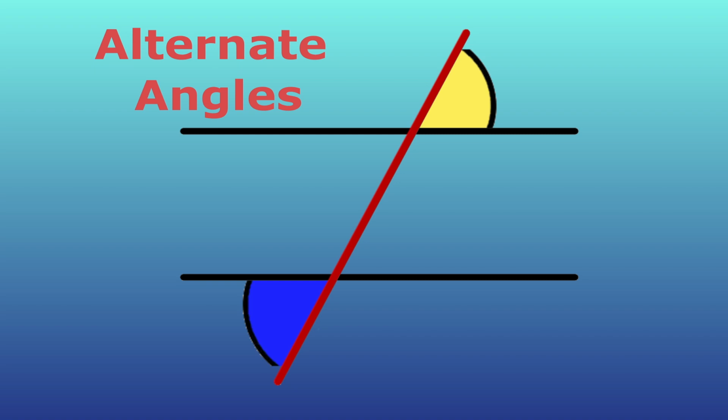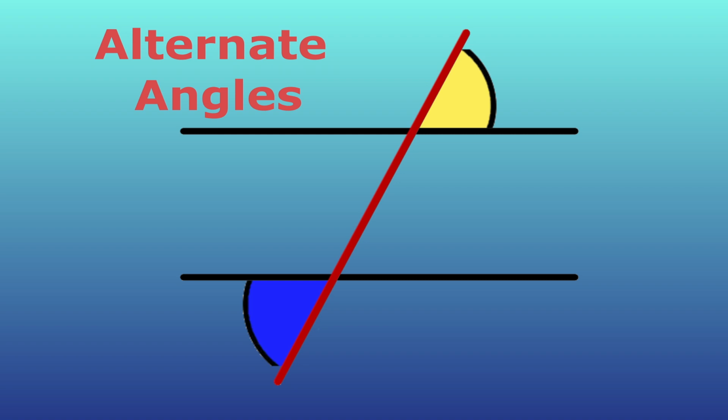The blue angle is alternate to the yellow angle. They are alternate to each other. You can try this for yourself with any of the angles. Draw an angle, flip the diagram 180 degrees, and the angle will end up in the position of its alternate pair, the angle which it is alternate to.